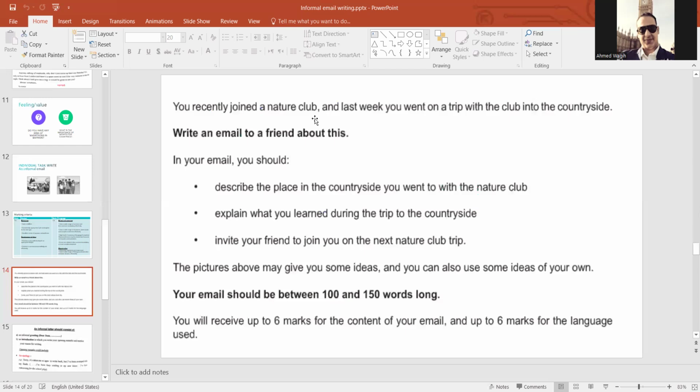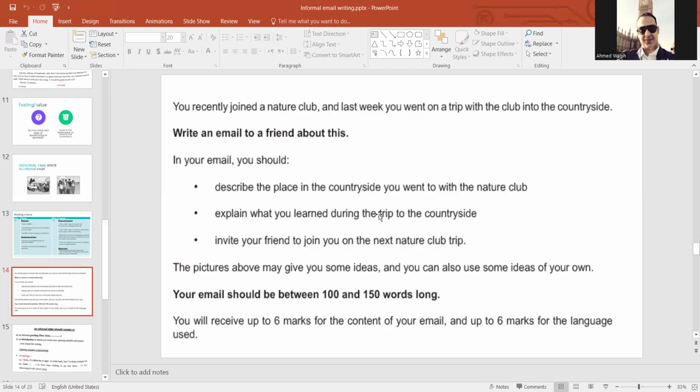This is the question, and this is how it comes in the exam, by the way. You recently joined a nature club. Nature club, maybe a club focusing on nature and traveling to the desert, to the jungles, to some natural places like in the sea, near the beaches, whatever. And last week you went on a trip with the club into the countryside. I'm explaining the meaning of countryside. Countryside, like the fields and places with crops and stuff like that.